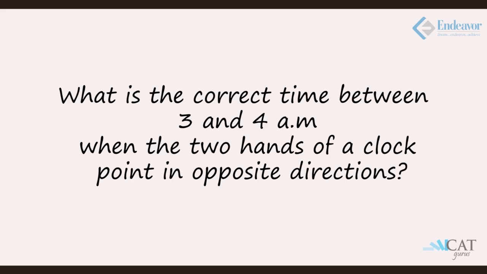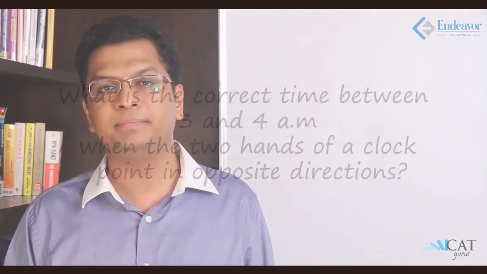Let's have a look at another example. What is the correct time between 3 a.m. and 4 a.m. when the two hands of a clock point in opposite directions? Now the hours hand is between what? 3 and 4 because it is between 3 a.m. and 4 a.m. So where has to be the minutes hand? It has to be between 9 and 10 because then exactly it will be opposite. So between 9 and 10 what will be the time? It will be 3:45 at least.